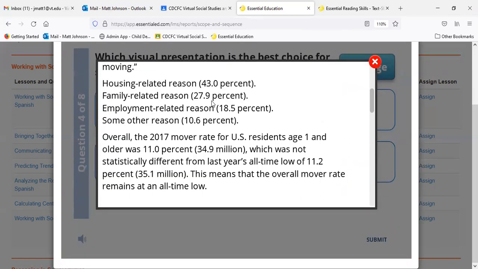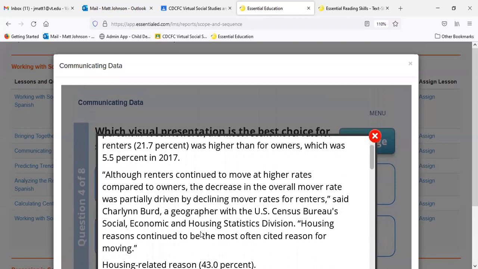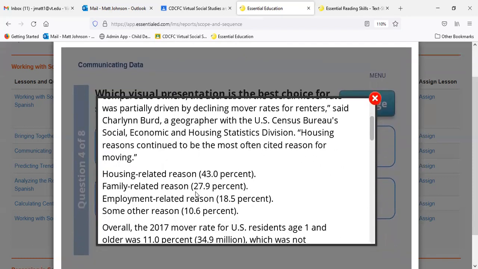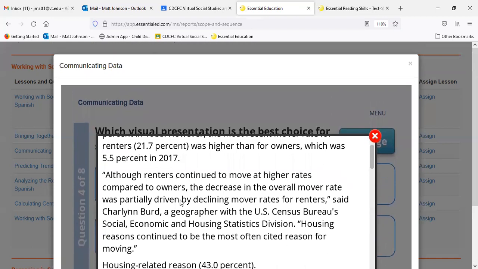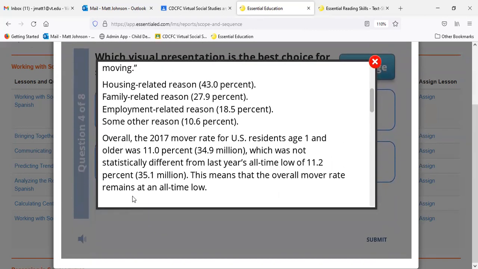Housing related reason 43, family related reason. So this is what it does explain here in that passage, right? Why do people move? So that's actually something that might have been a little more important. I might have been getting ahead of myself. So why people move? Housing related reasons, 43%. Family related reasons, 27.9, employment related reasons, 18.5, some other reason, 10.6.